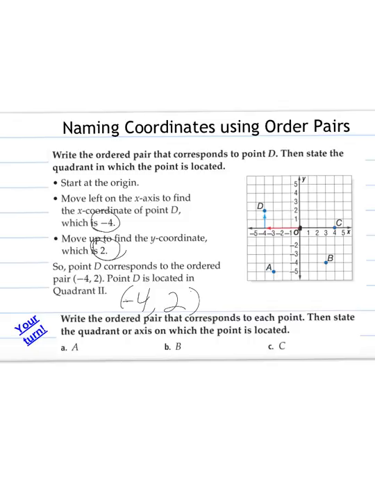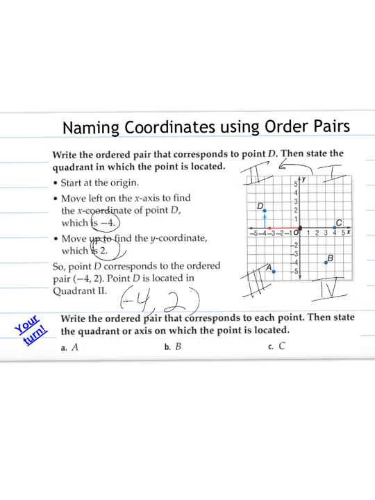Now, as far as naming quadrants, we start where it's both positive. So this is quadrant 1. The top right one is the first quadrant. Then we go counterclockwise, so we go backwards. So this is quadrant 2. Then this one is quadrant 3. And then the next one is quadrant 4. So it's kind of going backwards as far as how we order it. So our point -4, 2 is in quadrant 2.